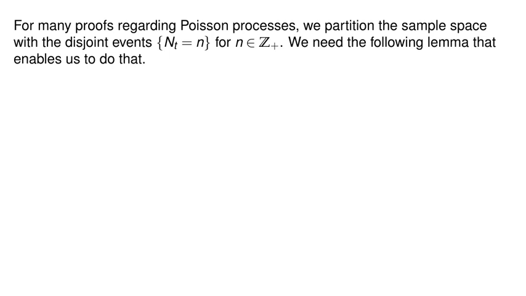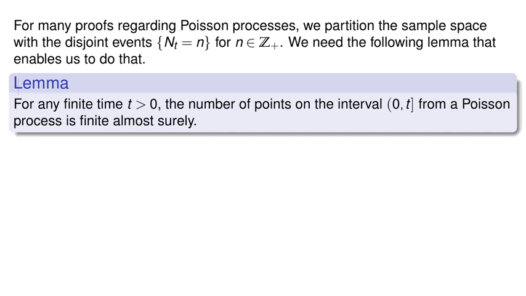For many proofs regarding Poisson processes, it's useful to partition the sample space based on the number of arrivals in a given time, that is, using the disjoint events N_t equals n for n in Z plus. To do this legitimately, we need the number of points in any finite interval to be almost surely finite. This is captured in the following lemma.